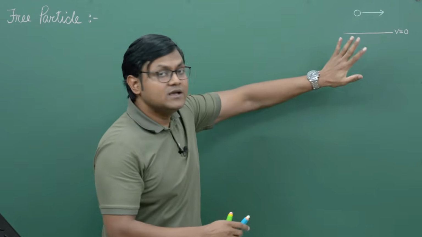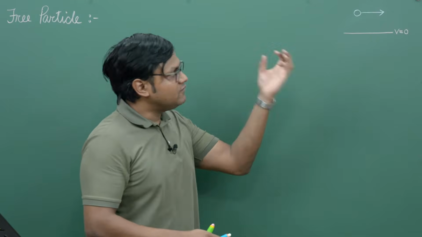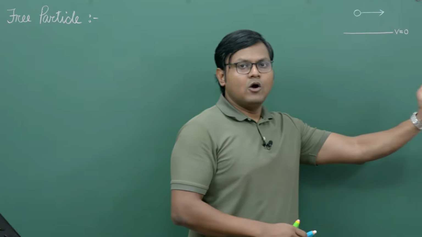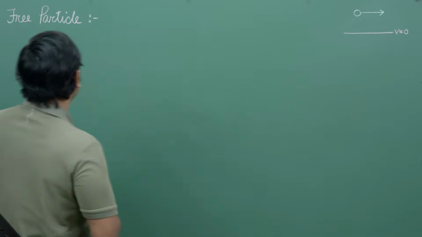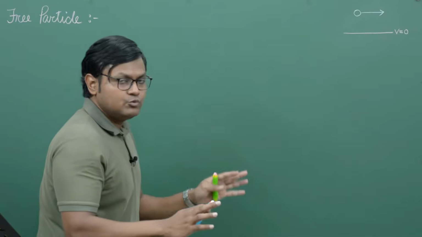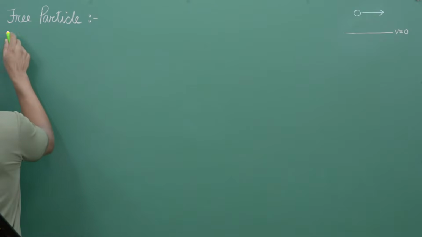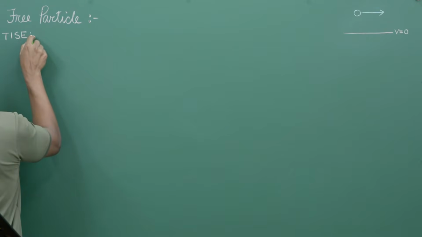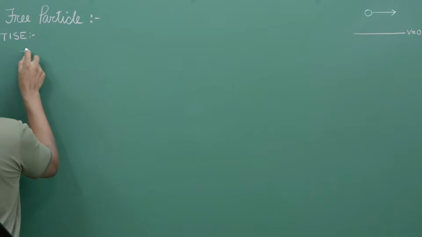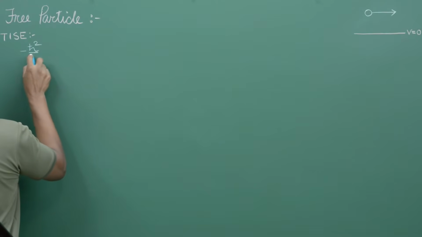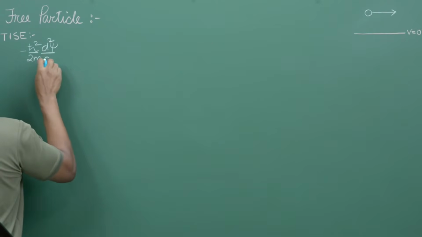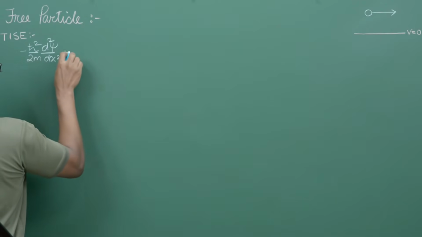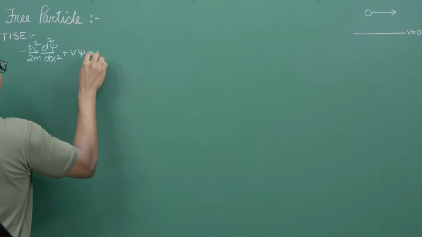This is a more or less classical visualization of a point mass particle traveling along a particular trajectory. It's a very classical picture. Let us try to understand the quantum mechanical picture. To do that, first we must write down the time independent Schrodinger equation, which is minus h cross square upon 2m d2 psi upon dx2 plus V psi is equal to E psi.